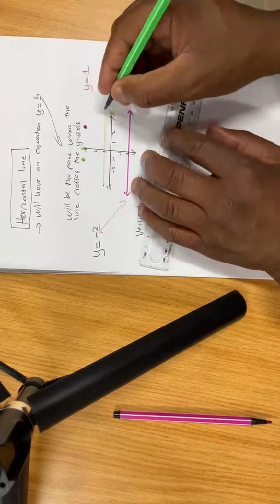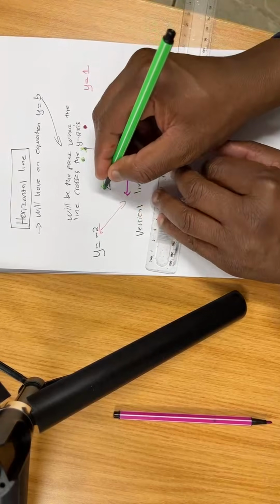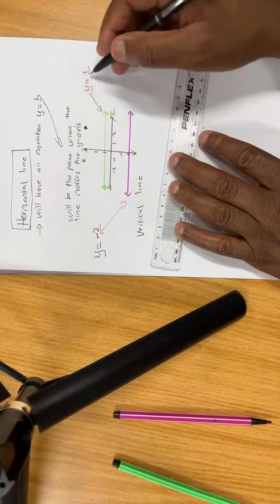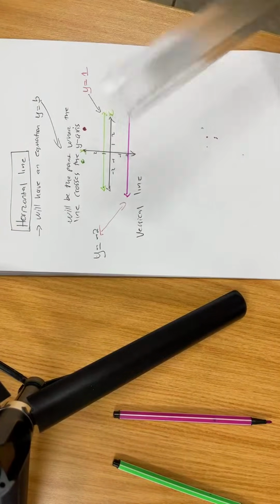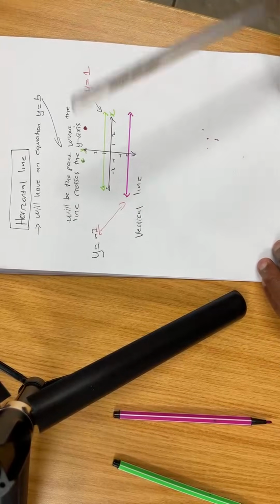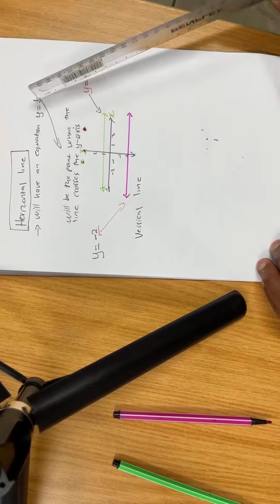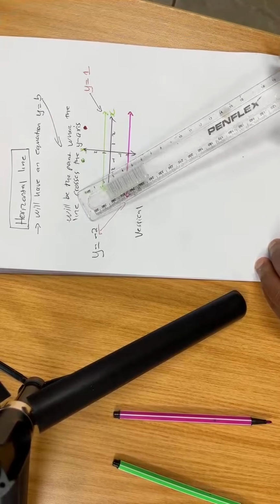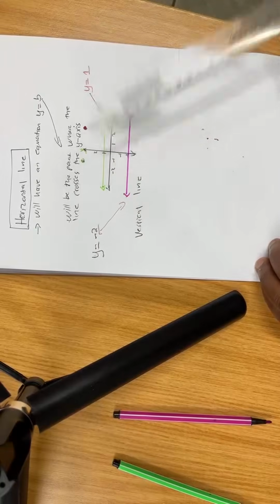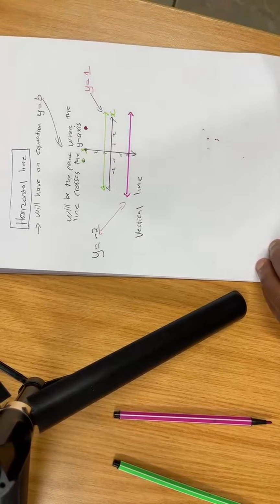Passing through 1. And then you indicate. This is our graph, the graph of y is equal to 1. So this is how you draw a graph of a horizontal line in the form y is equal to b. What does b represent? The point where the line crosses the y-axis. b represents a number.